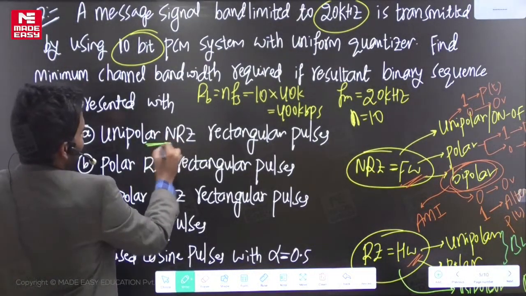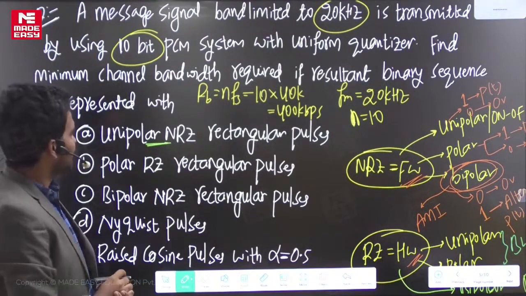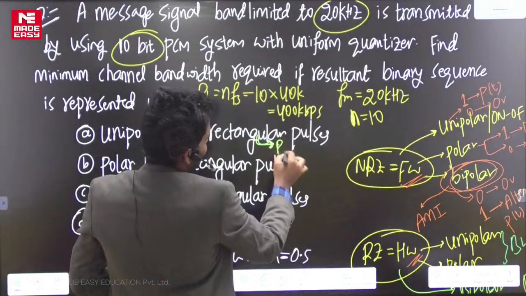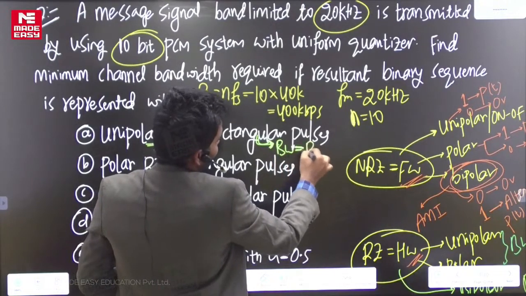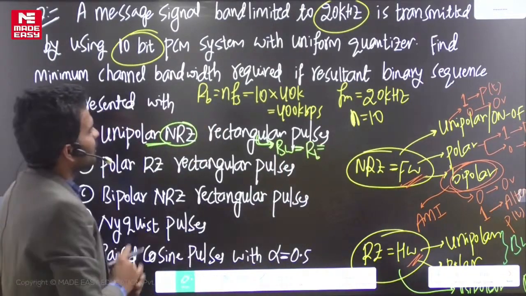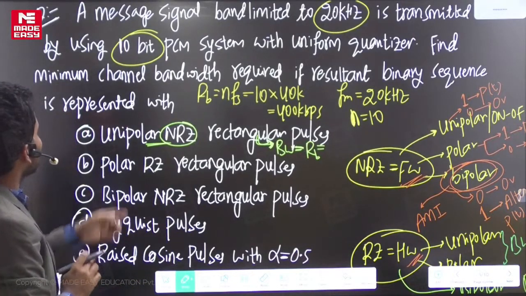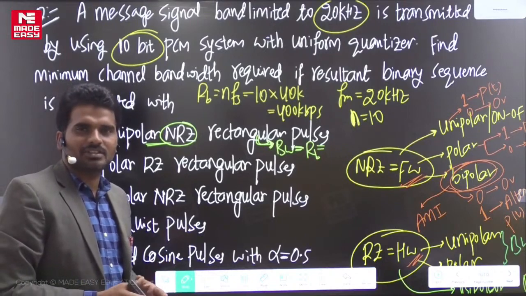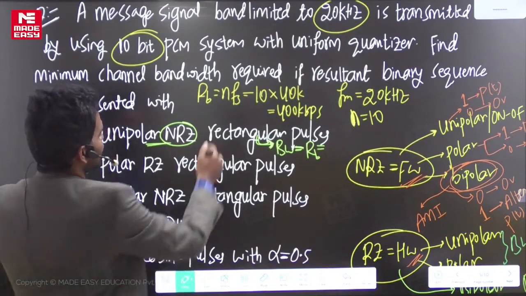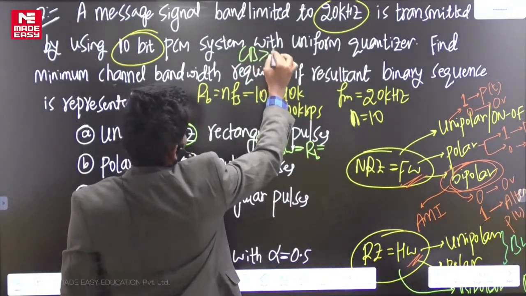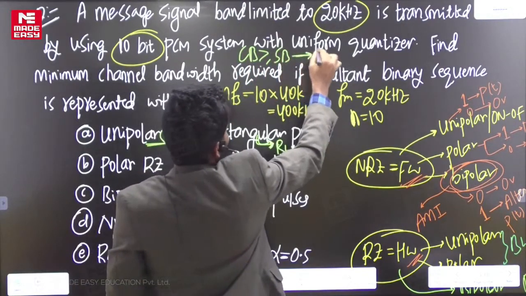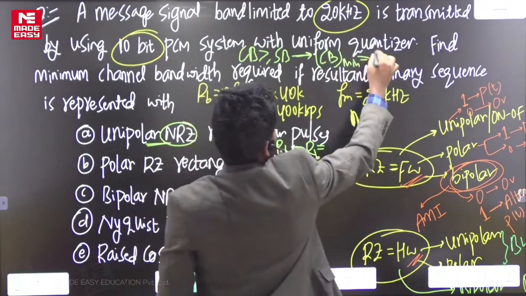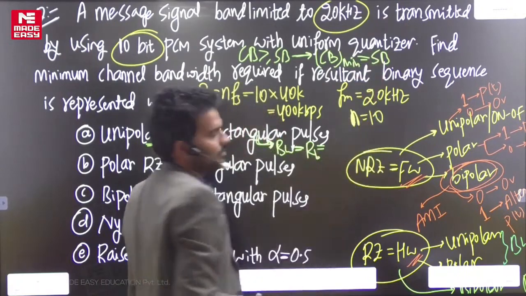So, unipolar NRZ rectangular pulses. NRZ means the bandwidth is RB. And one thing, just try to understand this. We have to find the minimum channel bandwidth required. The minimum channel bandwidth required is nothing but the signal bandwidth only, because the channel bandwidth you maintain should be greater than or equal to the signal bandwidth.